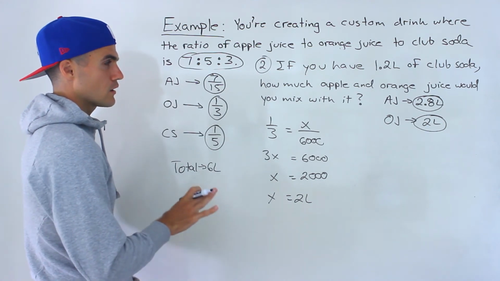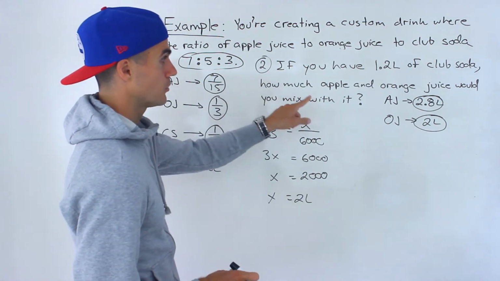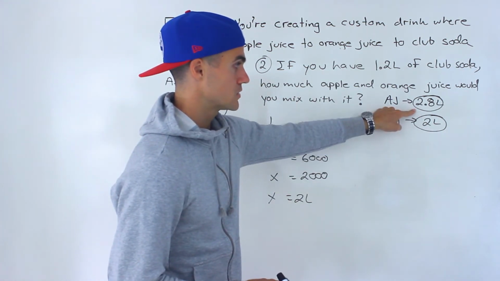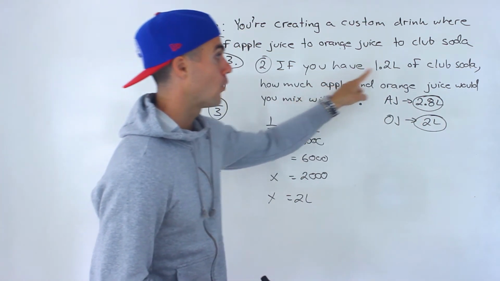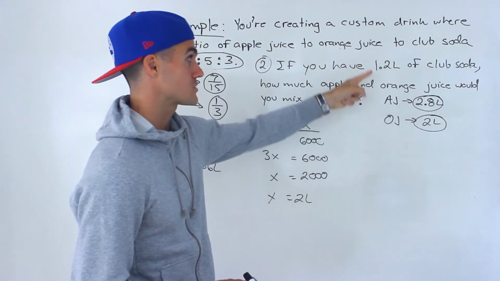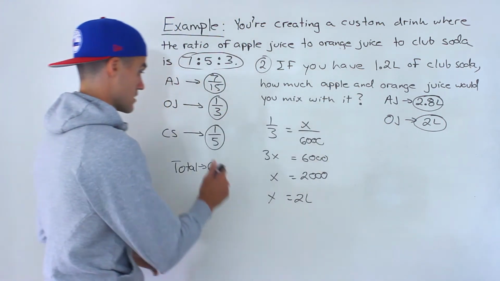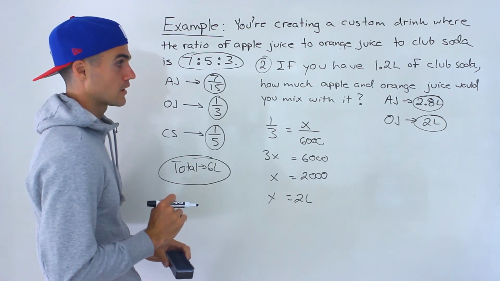And then you want to be careful. Maybe if this is a multiple choice question, here they ask how much apple and orange juice was mixed. So they would be separate values, but sometimes they may ask for the total of apple and orange juice, so you would add these two, or maybe the total of apple juice and club soda, or maybe the total overall. So just read the questions very carefully.